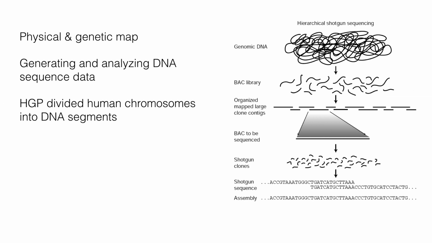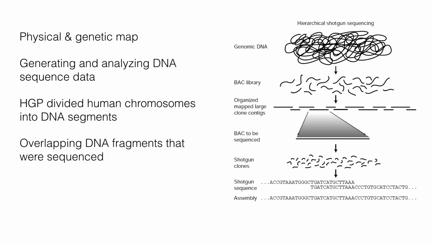HGP divided human chromosomes into DNA segments of an appropriate size, which were then further subdivided into smaller, overlapping DNA fragments that were sequenced. Third, the finishing phase. This involved filling in gaps and resolving DNA sequences in ambiguous areas not obtained during the shotgun phase. This was a long and elaborate process and was supposed to continue for decades, but it did not take into account the rapid growth in technology development and the increased speed of computer capacity that would improve the assembly.